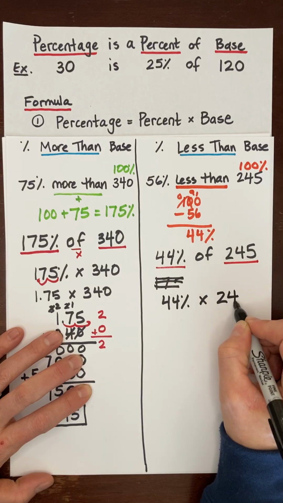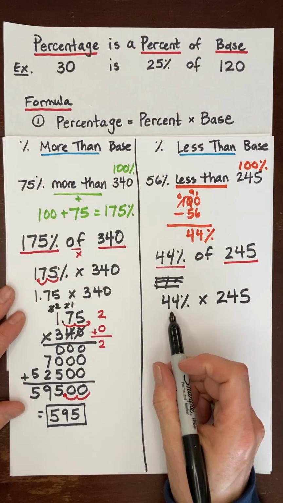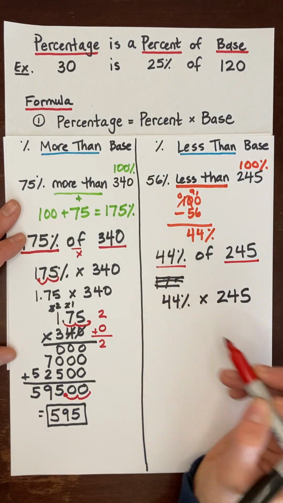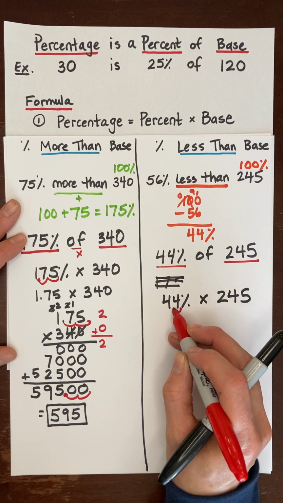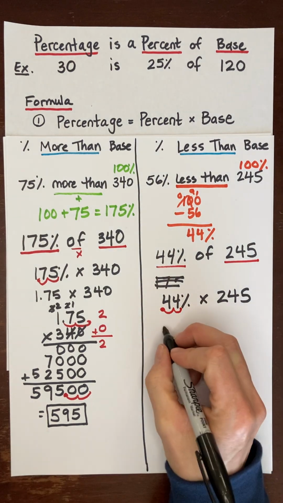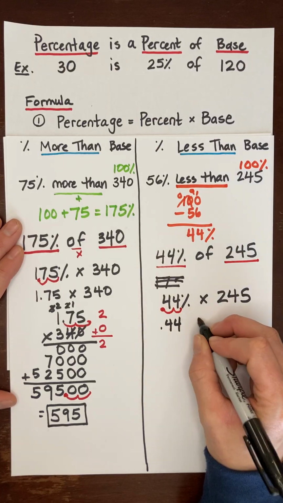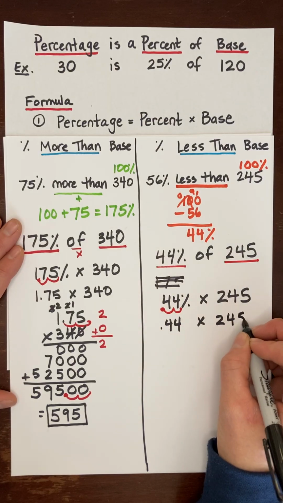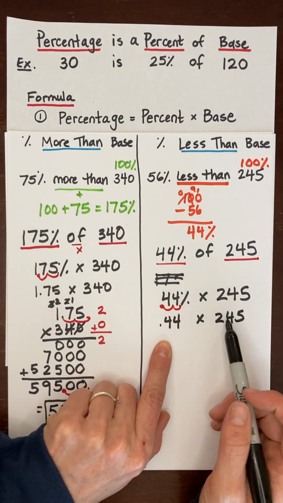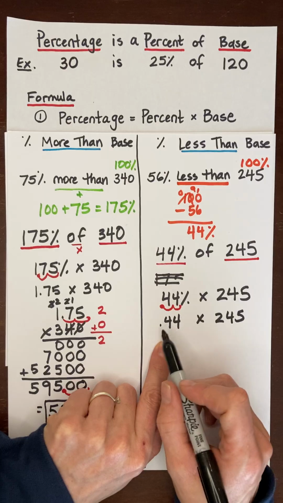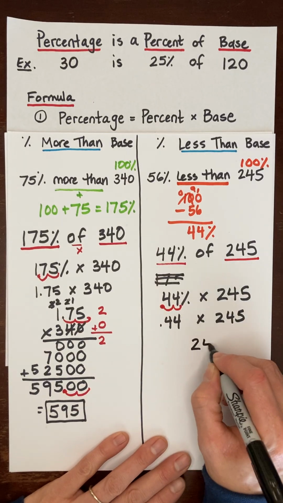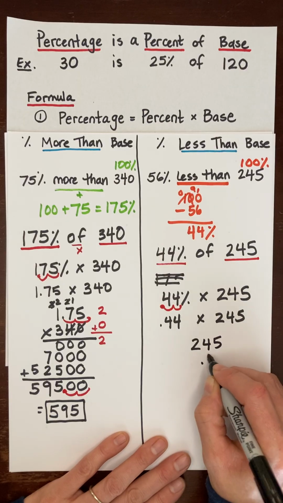times 245. Okay, before I can use this percent, I have to turn it into a decimal. So spawn a decimal at the end because there isn't already one. We're going to go 2 to the left. So that tells me my number is going to be 0.44 times 245. We're going to do some long multiplication. Again, it doesn't matter which one goes on the bottom or the top. I like to look for zeros or the one with fewer digits. This one only has 2 digits, so I'm going to put it at the bottom. So 245 times 0.44.